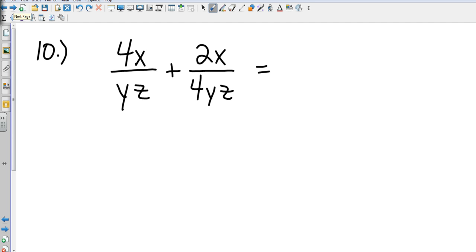Okay, question number 10. Now we get into our addition. We need to think common denominators. We look at it right away. We realize it doesn't have common denominators, so we have to make them. So we've got 4x over yz plus 2x over 4yz.